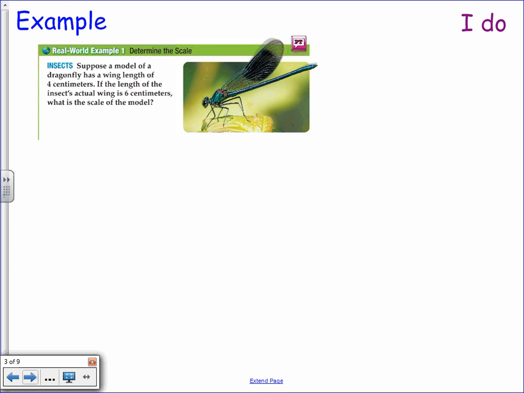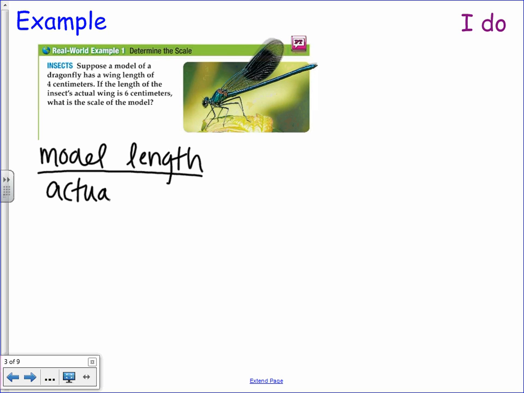Okay, here's our first example. It says, suppose a model of a dragonfly has a wing length of 4 centimeters. If the length of this insect's actual wing is 6 centimeters, what is the scale of the model? So first of all, we want to set up our proportion, okay? So we've got the model length, and we're going to set this over the actual length. Okay, so model over actual.